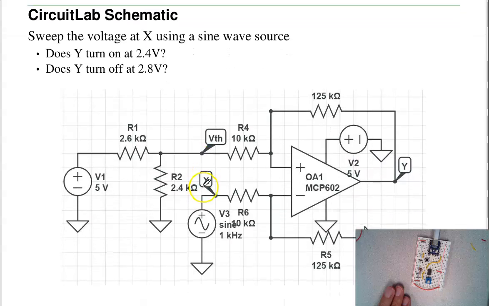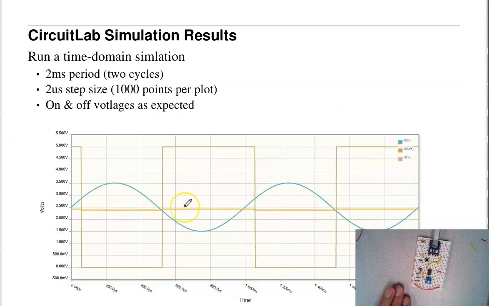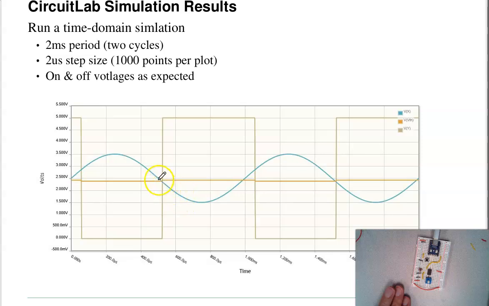In CircuitLab, if I simulate that, again, here's a sine wave. It goes above and below the V on and V off. If I simulate it, what you'll notice is when I go below 2.4 volts, it turns on. When it goes above 2.8 volts, it turns off. So V on and V off are different. That's a Schmidt trigger. What a Schmidt trigger would do is avoid multiple counts.